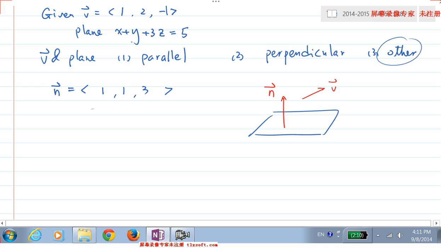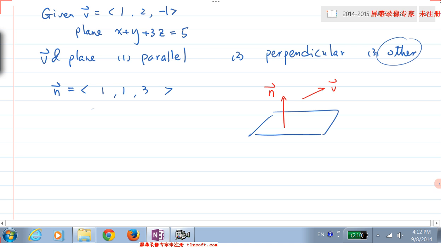Or basically going around here, if v is parallel to the plane, what would be the relationship between the v and the n? Somebody said perpendicular, right? Somebody already answered. Dot product is 0, right? Or if v is perpendicular to the plane, then v and the n will be parallel, right?